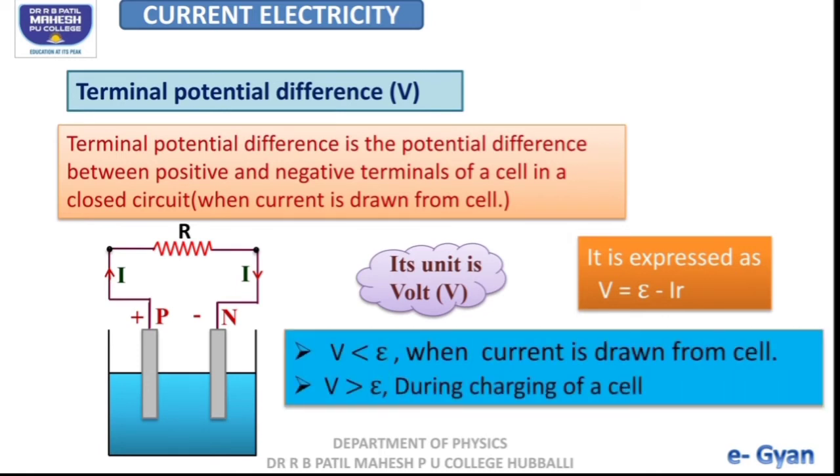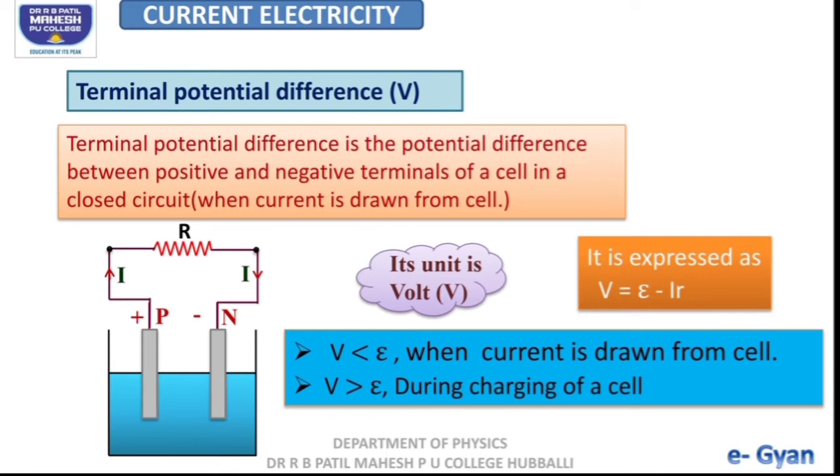There are two cases here. First case, V is less than E when current is drawn from a cell. Why is it so? Because when current flows through the battery, some voltage drop takes place across the internal resistance of the battery, hence V is less than E. Terminal potential is less than the EMF of a cell.